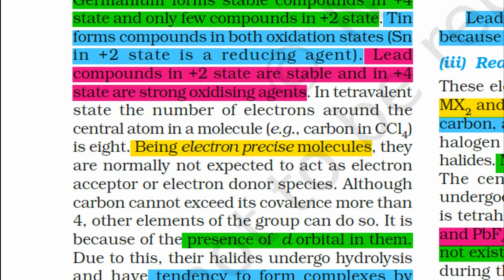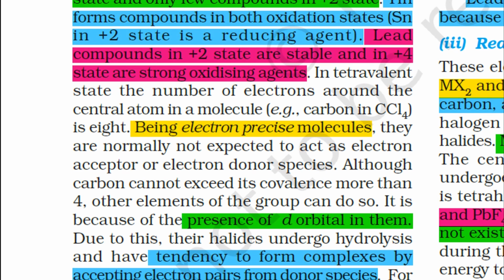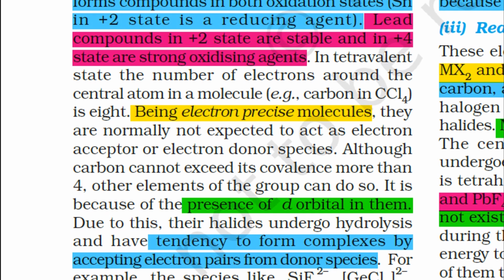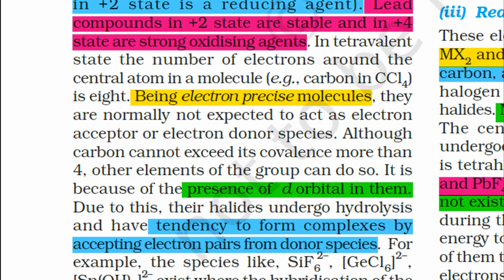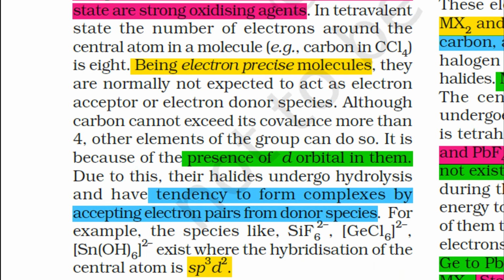So that's why lead in +4 oxidation state acts as a strong oxidizing agent. Next, in the tetravalent state, the number of electrons around the central atom in a molecule, that is carbon in CCl4, is 8. So these are electron precise molecules. That means they neither donate nor accept electrons, so they are neither Lewis acid nor Lewis base.